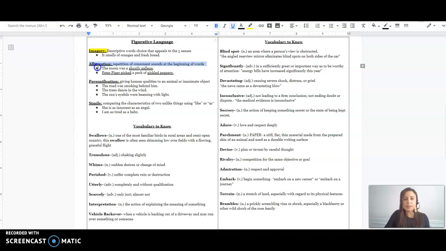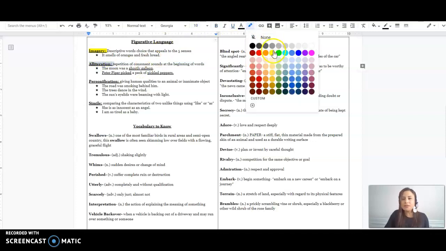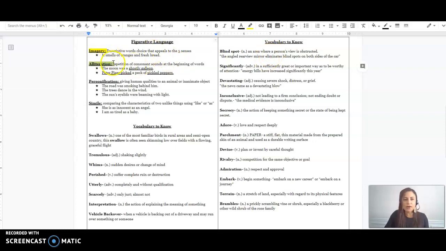Alliteration is the repetition of consonant sounds at the beginning of words. So a lot of our tongue twisters are alliterative, like Peter Piper picked a pickled pepper, or Sally sells seashells at the seashore. I also have the moon was a ghostly galleon. If you guys read The Highwayman this year, ghostly galleon was used in that poem, and the two words, ghostly galleon, start with the G sound.